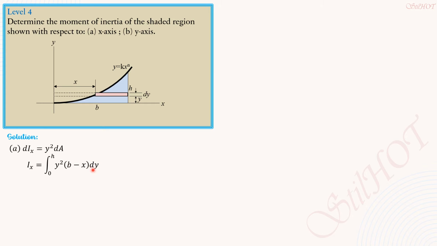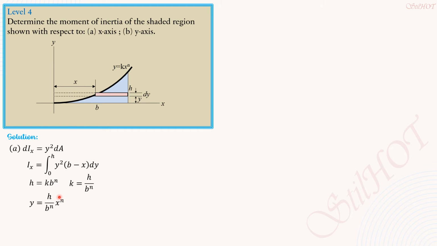Now the variable of integration is y because of this differential y here. So the limits would be from lower 0 to upper point h. Then we must express x in terms of y from this equation here. y equals k x to the n. So at this point, y is h, x is b. So h equals k b to the n. Therefore, y equals k, which is h over b to the n, times x to the n.